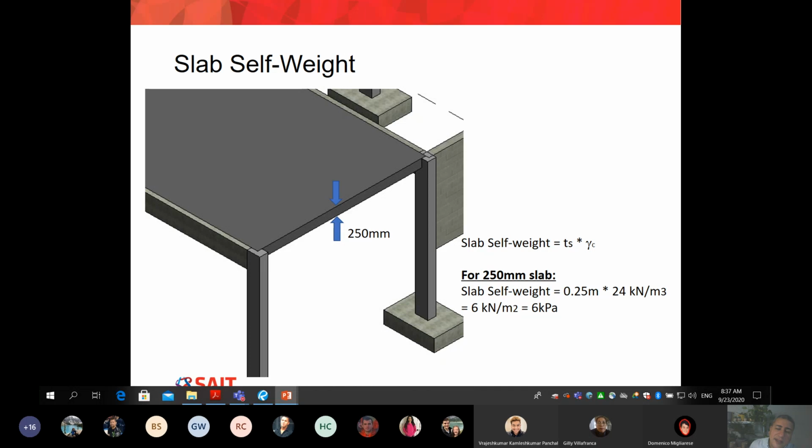If the specific weight of the concrete is 24 kilonewton per cubic meter, my slab thickness has to be in meters. Pay attention, and you can see in my calculations here, it is 0.25. So it's 250 millimeter, you divide by 1,000 to turn it into a meter, then you multiply by the 24. So the self-weight of this slab is 6 kilonewton per meter square, which is 6 kPa.